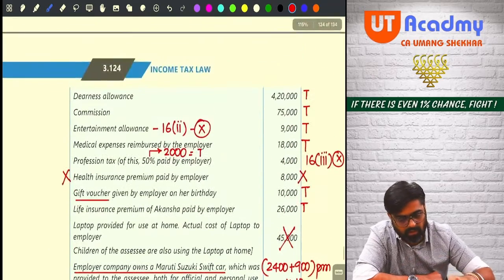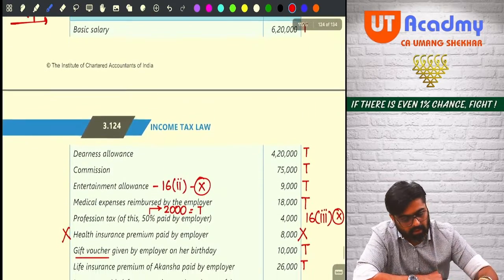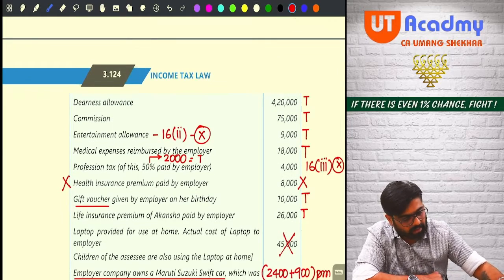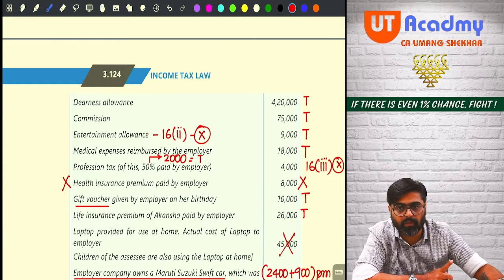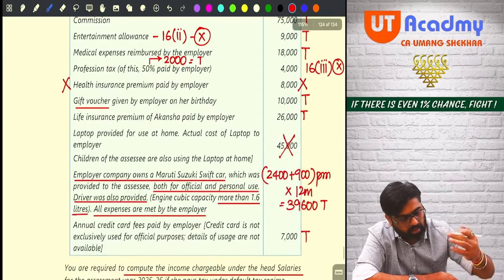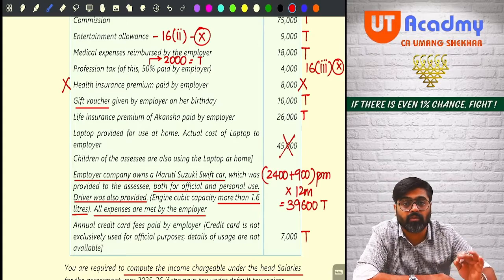Now, do you have all the taxable amounts? Take your calculator. On the calculator, take 6,20,000 basic salary. Now take 4,20,000, add 4,20,000. So 6,20,000 plus 4,20,000, add 75,000 also. Add 9,000 also. Add 18,000 also. Don't add 4,000, add 2,000 only. Professional tax paid by the employer. Yes or no? Add 2,000 now. Now don't add 8,000, but you will have to add 10,000. You will have to add 26,000. No need to do anything with 45,000. Now you will have to add 39,600, and last you will have to add 7,000. On your calculator, you are going to get 12,26,600.